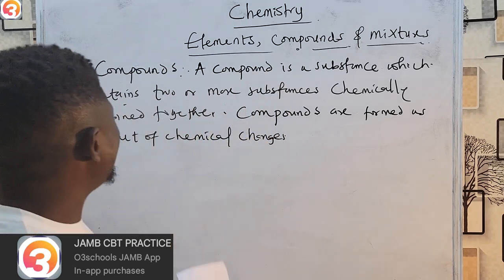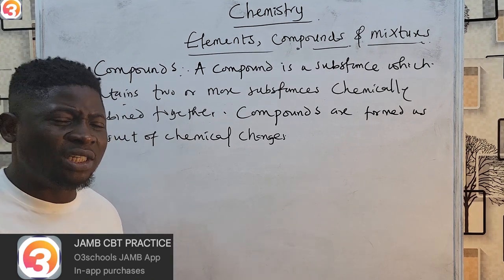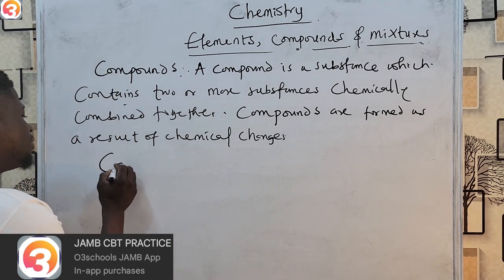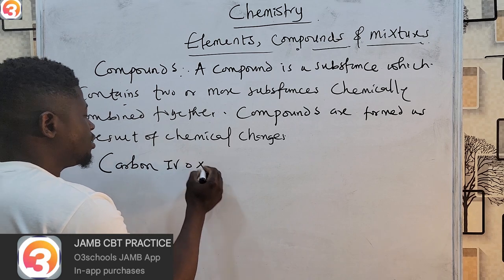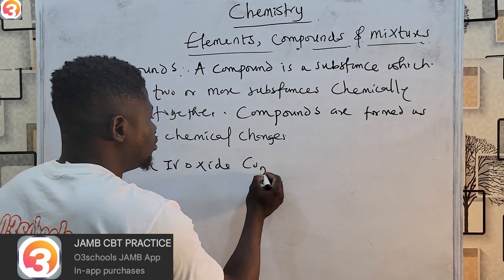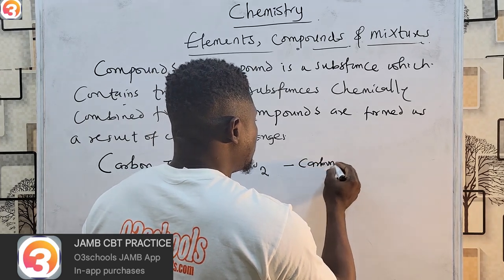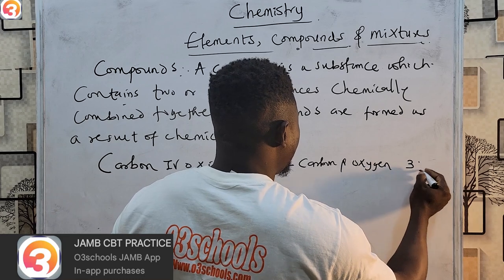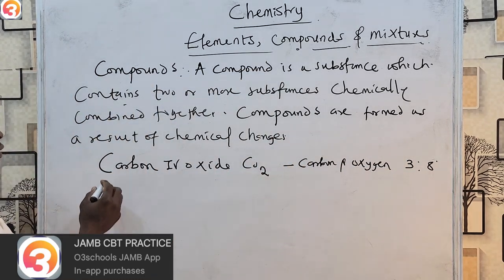All right, now we have seen a compound. We see that compounds are formed as a result of chemical changes. So an example of a compound is, for example, carbon(IV) oxide, CO2. It comprises carbon and oxygen in the ratio 3:8.